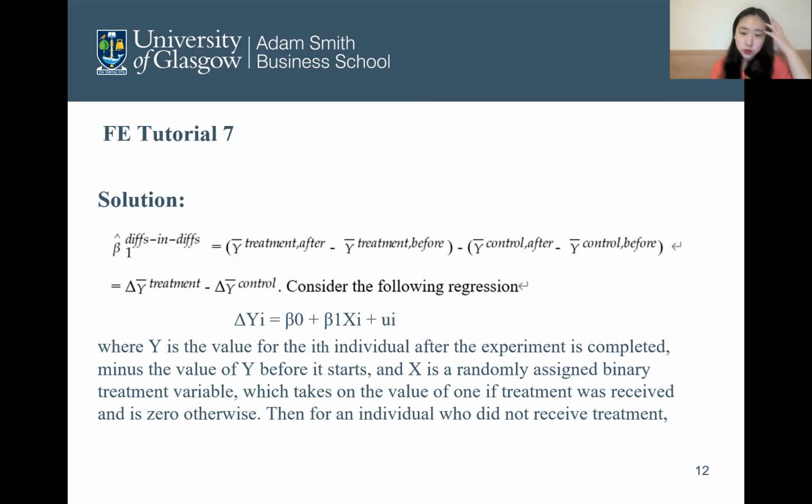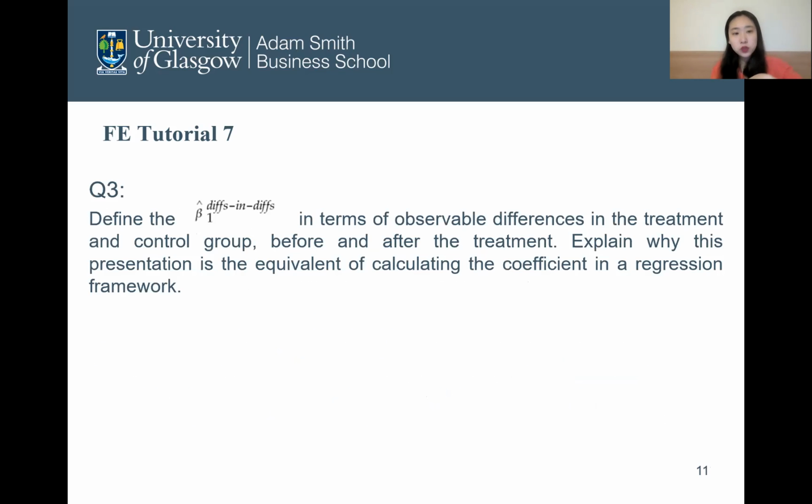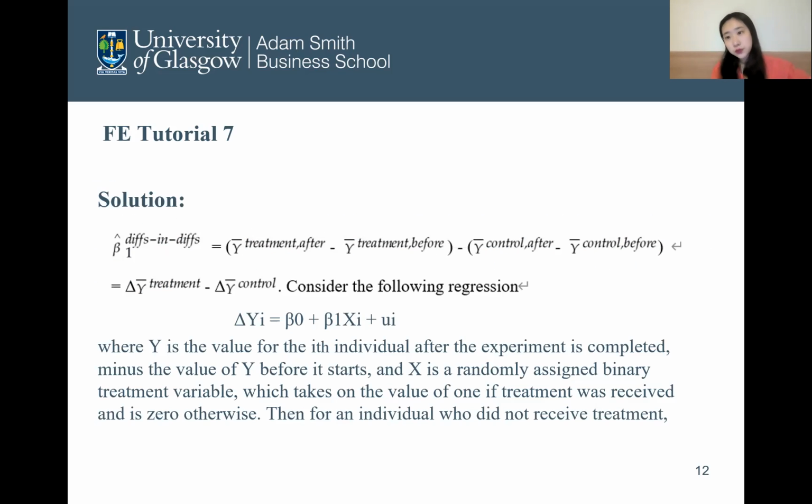And x is a randomly assigned binary treatment variable, which takes on the value of 1 if treatment was received and is 0 otherwise. So it's quite clear: 1 and 0, but 1 is treatment, and 0 is not. You did not get treatment. Then for an individual who did not receive treatment, right? So the first one, we know that was the beta 1, difference in difference, right?